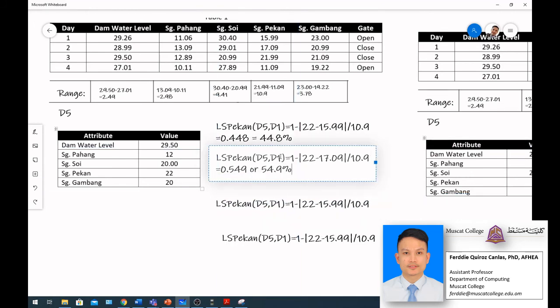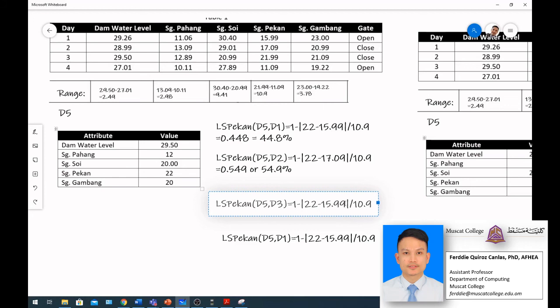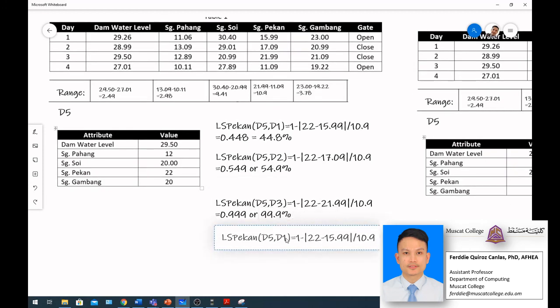This is for day 2, right? For day 3, what's this one? 21.99 equals how much? 0.999, or 99.9%. Then lastly, we have D4, which is 0.013. Then 0.093, correct? So this is equivalent to 9.3%.